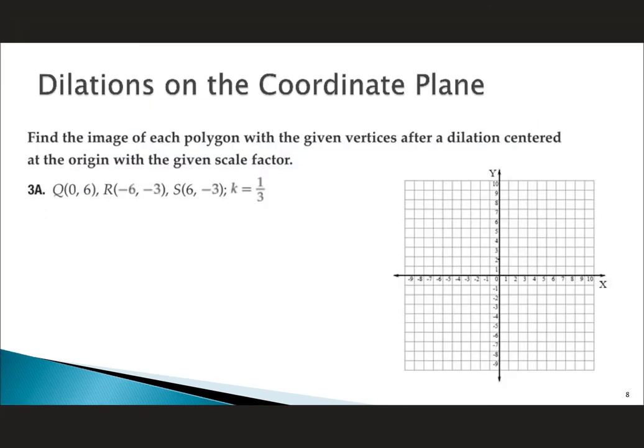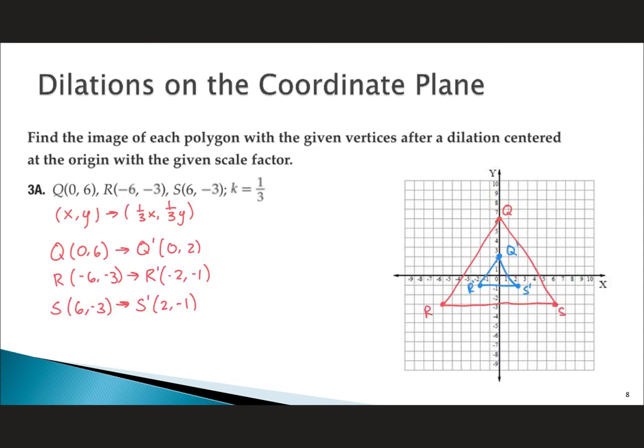What I want you to do is the video is going to pause, and you are going to map out your points. So write out your points and tell me Q to Q prime, R to R prime, and then draw both the pre-image and the image. Go for it. And here is your image and your pre-image.